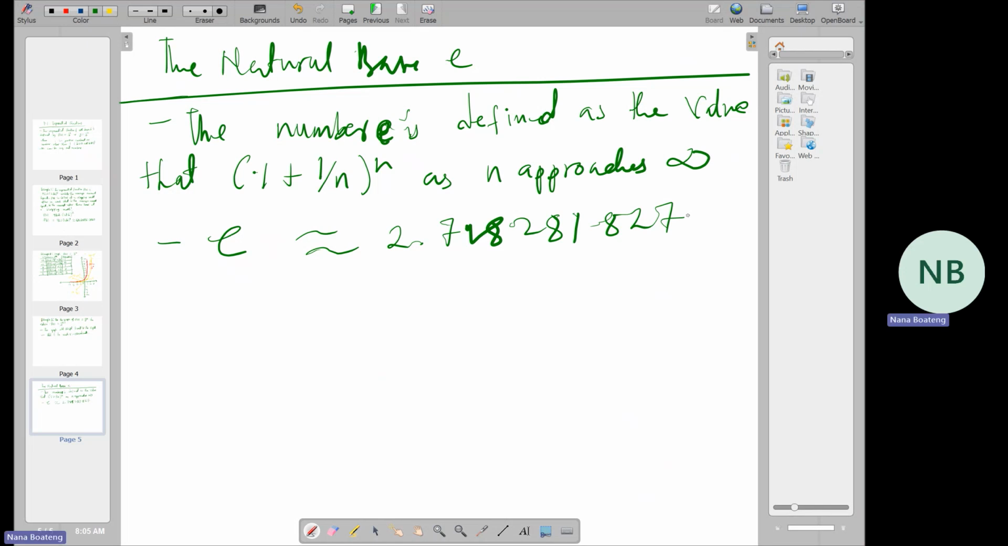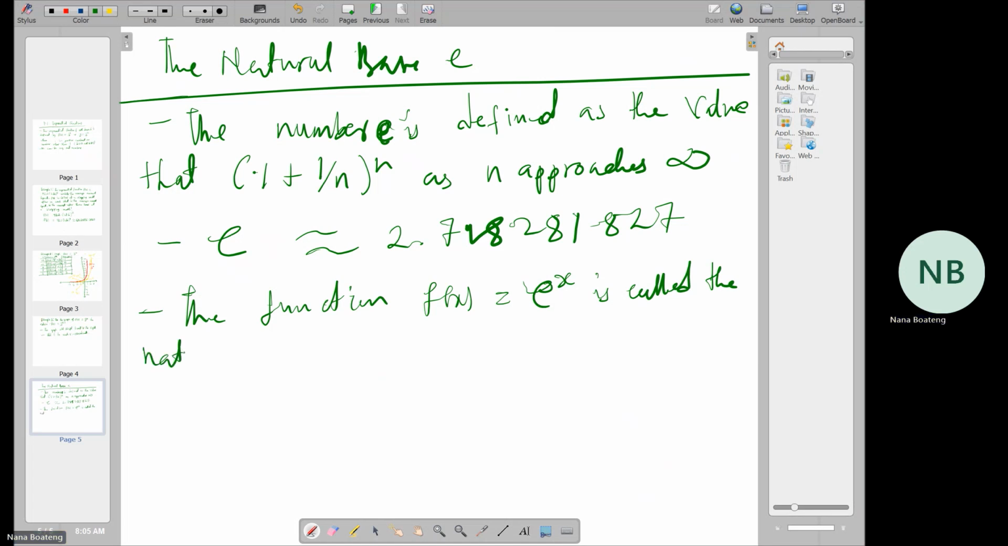So the function f of x is equal to e power x is called the natural exponential function. Okay, so let's look at an example on this.